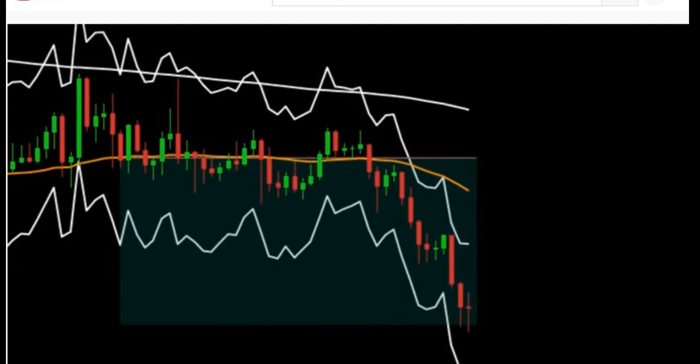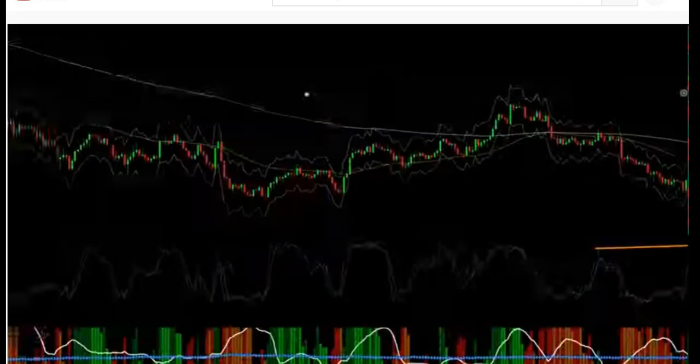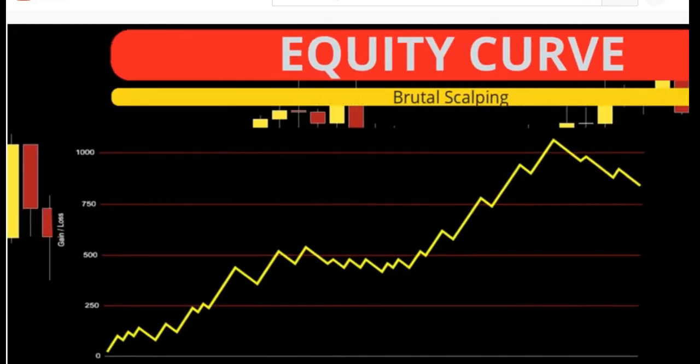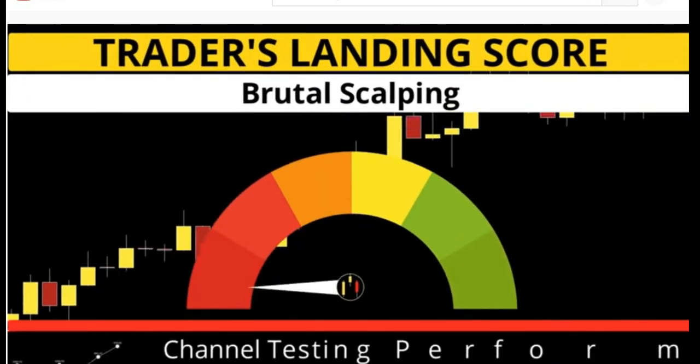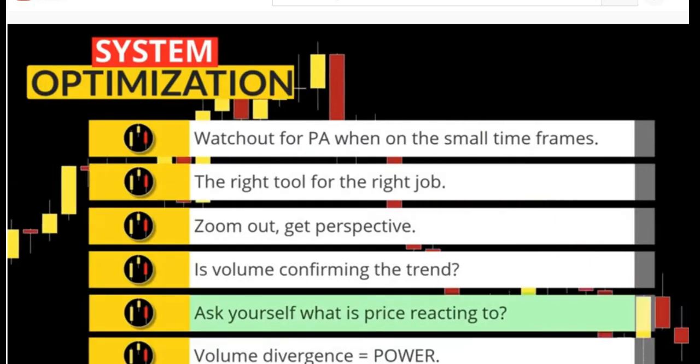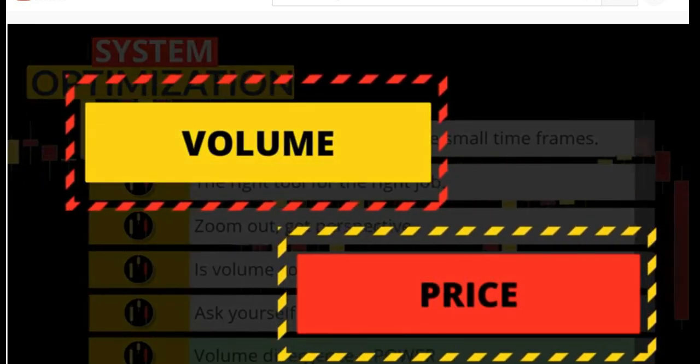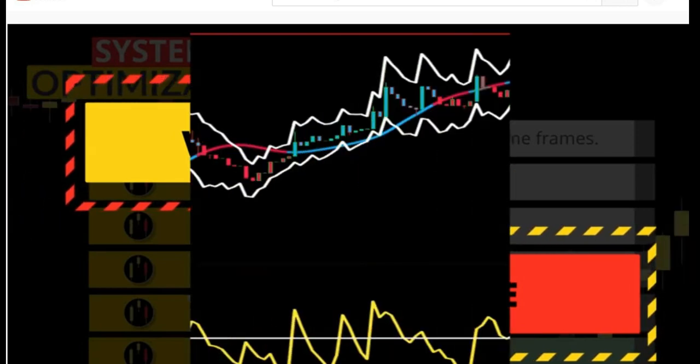For a couple of ideas for improvement, and now it's time to do what I do. Much more impressive. What score would you give this strategy? Let me know in the comments below. I give this system a trader's landing score of 8. Very powerful, and that is volume divergence. When you combine price and volume, you are taking a cue from the most famous traders in history.